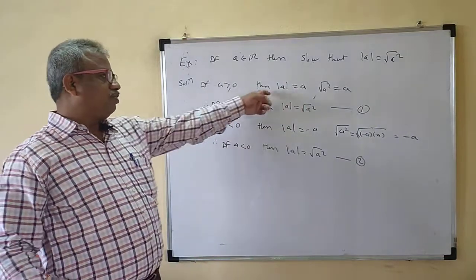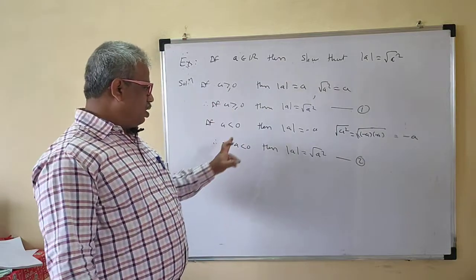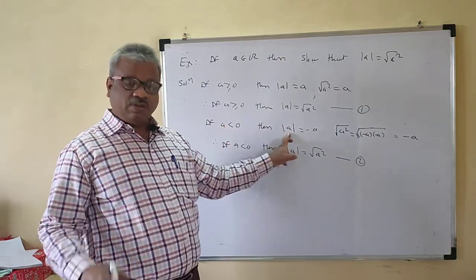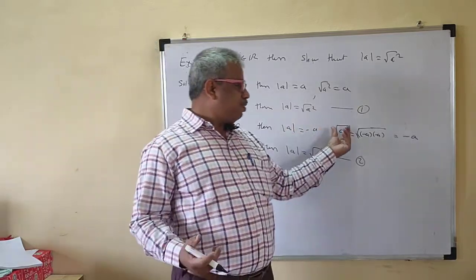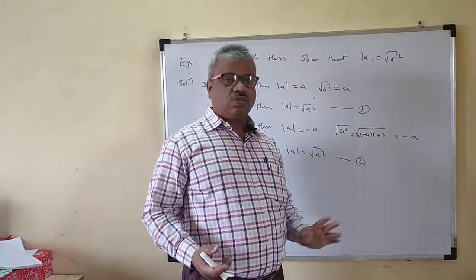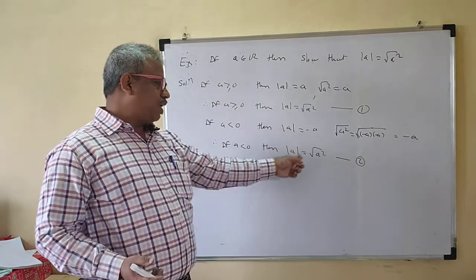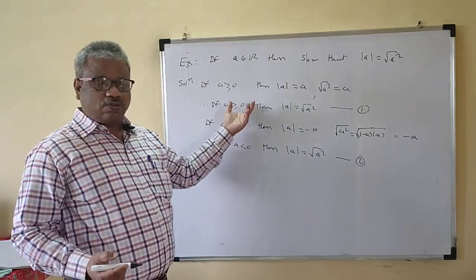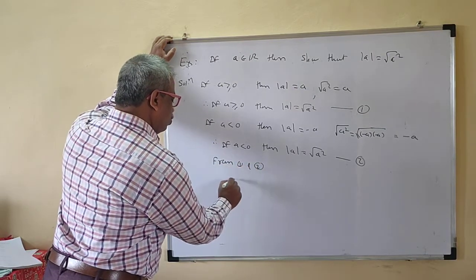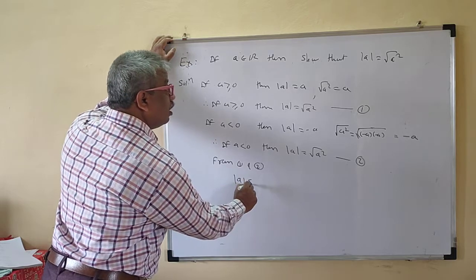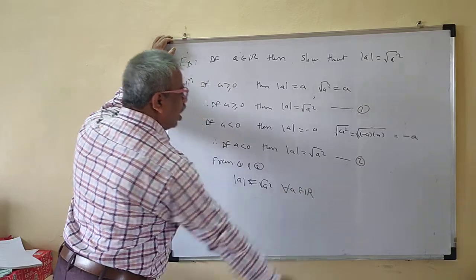So see here, if A is positive, then mod A is A, and root of A square is there. Root A into root A, that is A now. That is obvious. But if A is negative, then the absolute value of A is negative. This A square, I can write as minus A into minus A. So that means root of minus A squared, that means minus A. That means if A is negative, then mod A is minus A. So for A greater than or equal to 0, it is this one. So therefore from 1 and 2, mod A is equal to root of A square for all A belongs to R.